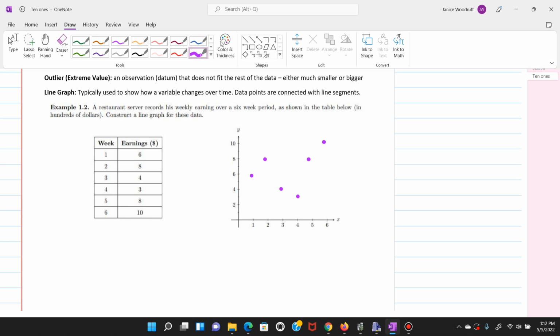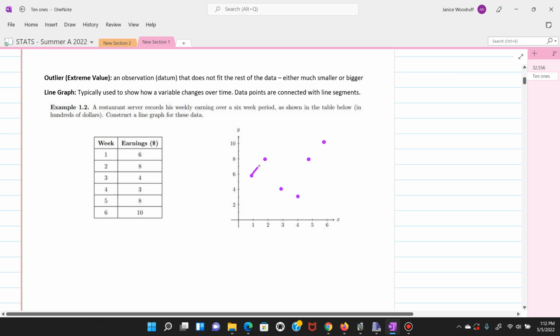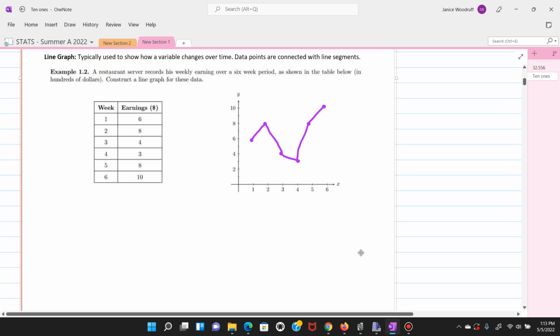And then we are going to play connect the dots. So we're going to go back here, left to right. And there's your line graph. And that's all we have to do for that.